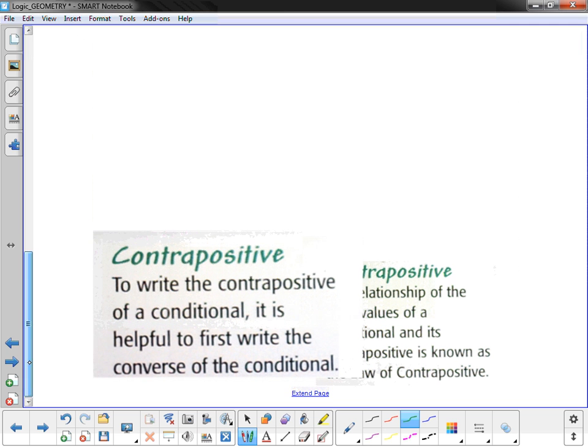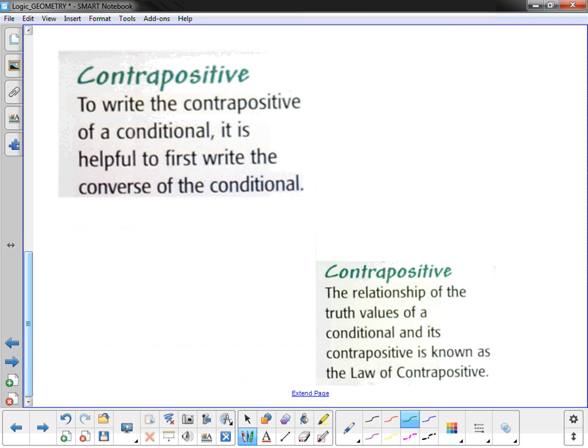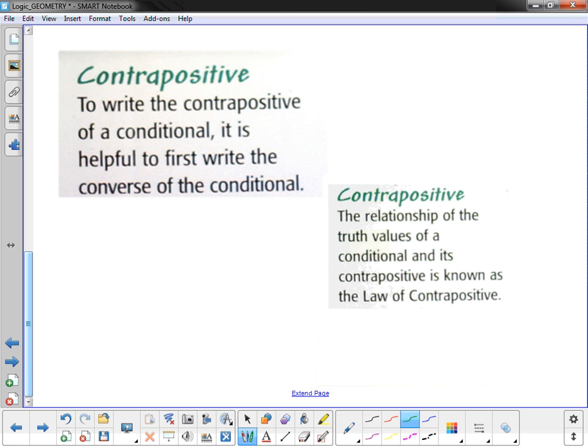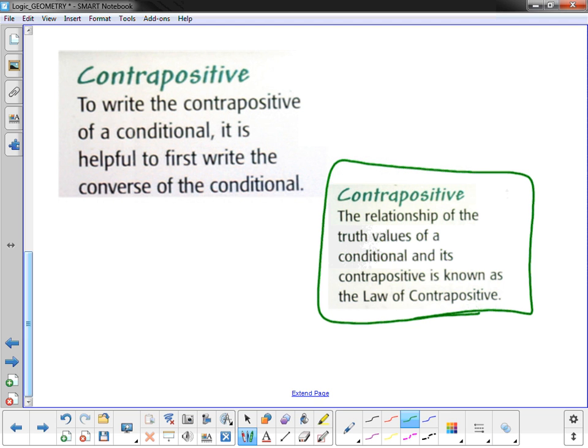Contrapositive. To write a contrapositive of a conditional, it is helpful to first write the converse of the condition. The relationship of the truth values of a conditional statement and its contrapositive is known as the law of contrapositive. So here's the thing. If I have a contrapositive, it will or should always be logically equivalent to the original conditional.